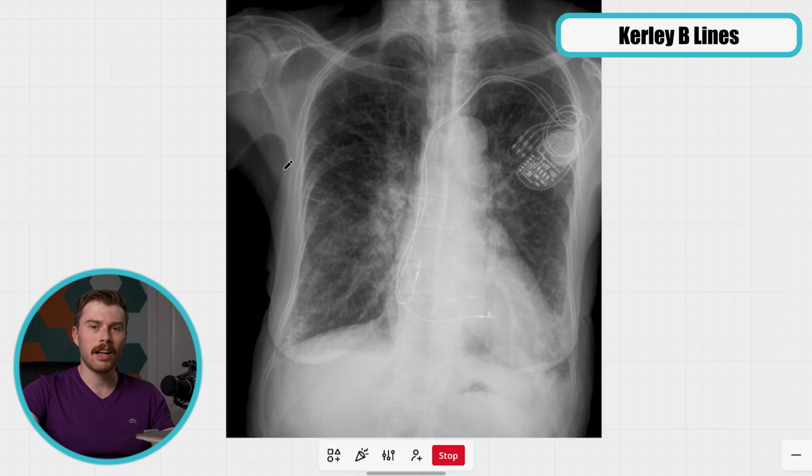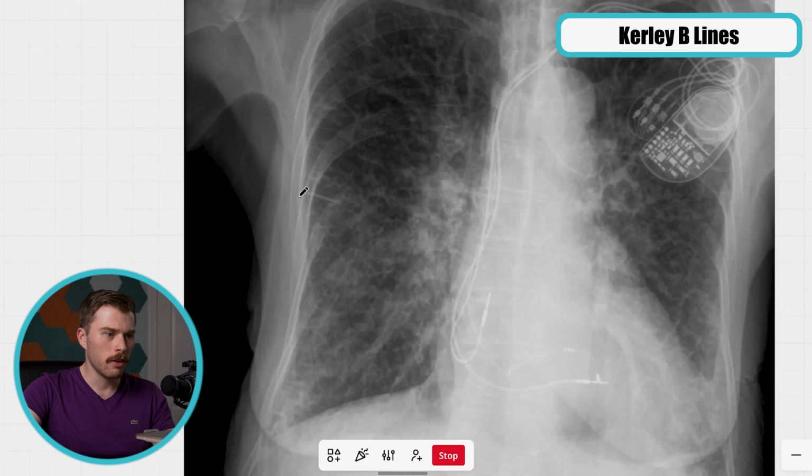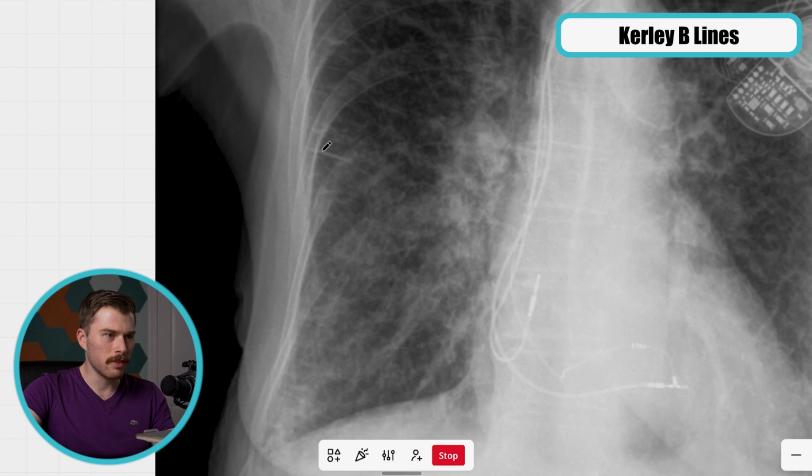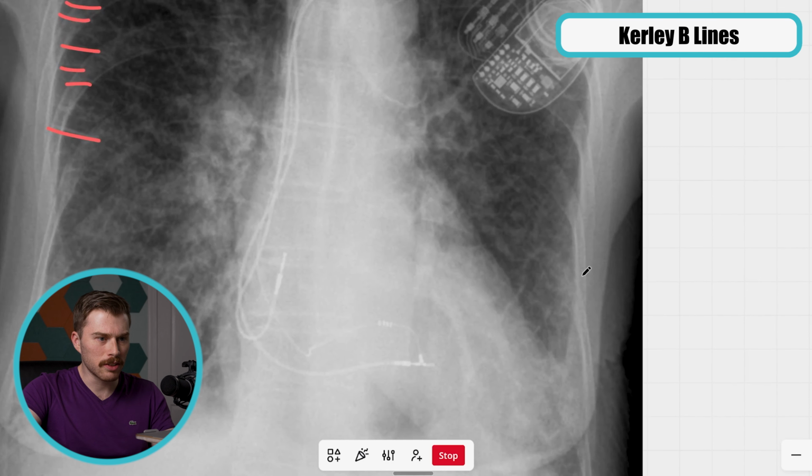But again, a lot of the pathology occurs peripherally, so make sure you're always looking at the edge of the lung fields. If we zoom in here, you're going to see a lot of these big white lines all throughout the periphery. I would highlight some of them. This one's probably the most obvious, big thick one. And it goes all the way up and down. And you could probably see them on the other side as well.